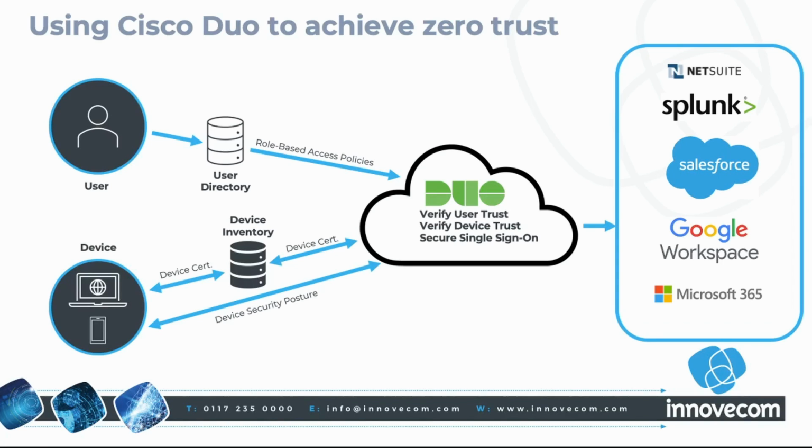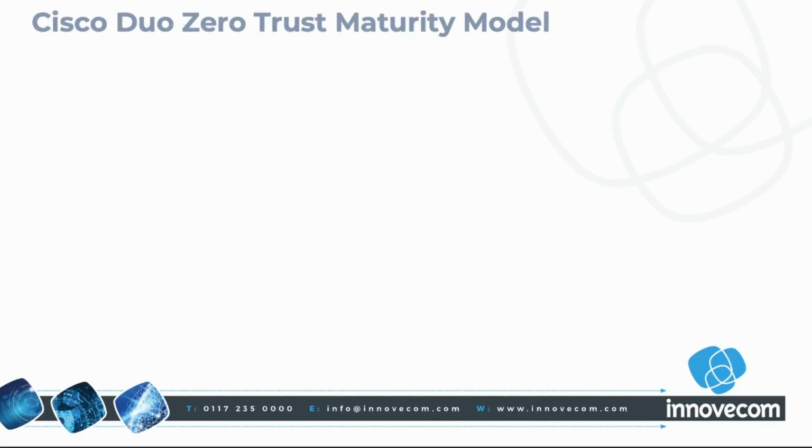Now, many of you listening may be thinking, well, we're already doing some of this. We don't want to rip out what we already have and start over. So it's always been important for us at Innovecom to meet our customers where they are now. So to help with that, Cisco have broken this down into 5 different phases of how you can approach Zero Trust.